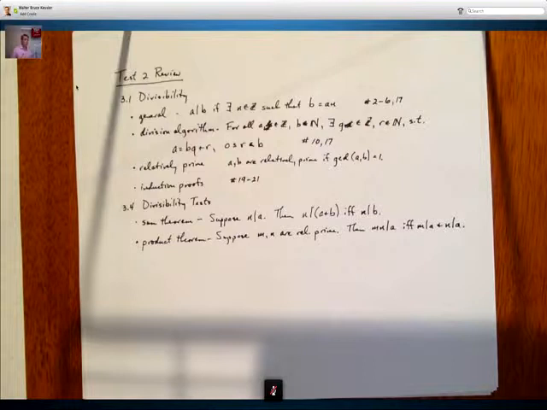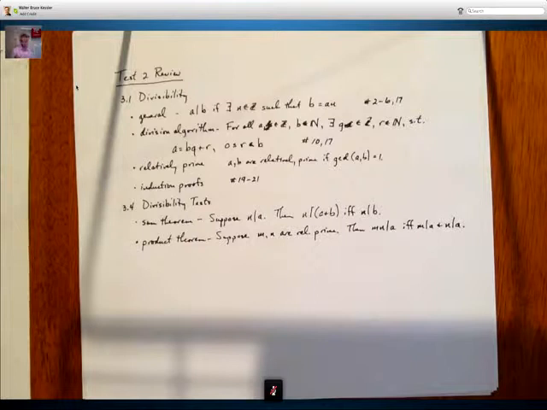2 and 3 are relatively prime. If 2 divides a number and 3 divides a number, then 6 would have to divide a number. Things like 22, for example, well, has to be divisible by 2 and 11. 15, 3 and 5. So you look for factors that are relatively prime and do the test for the two individuals.